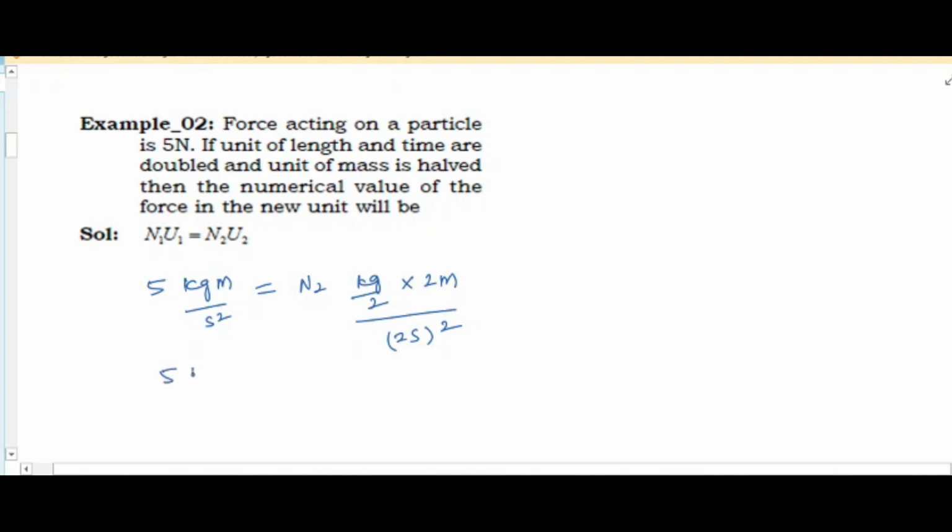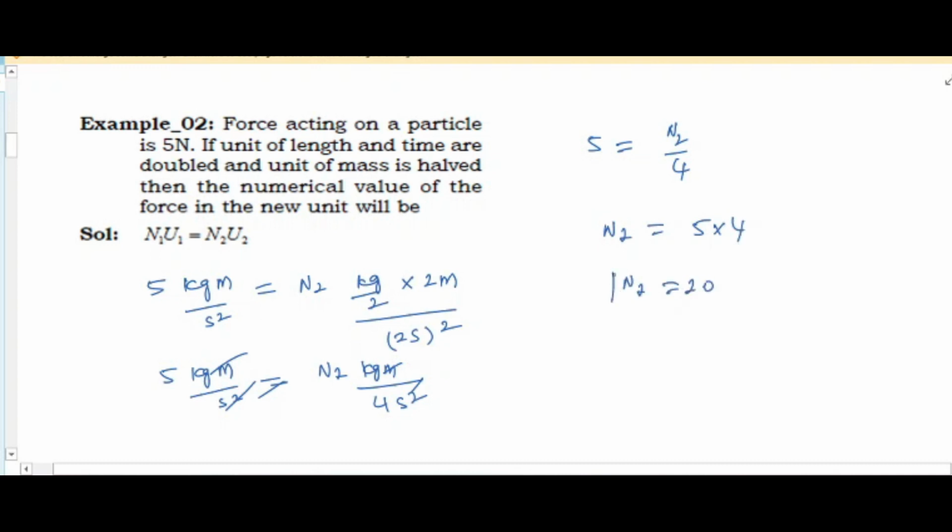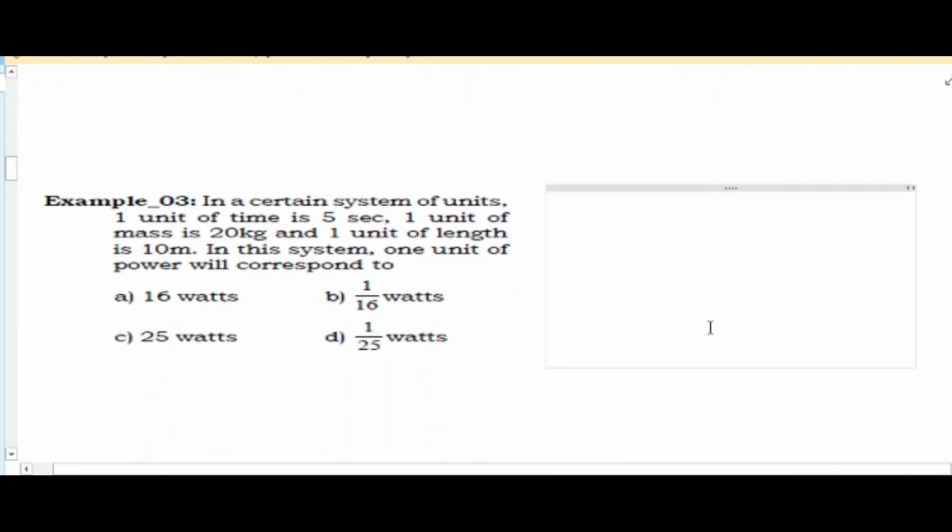This becomes 5 kg meter per second square is equal to, here 2 cancel, here N2 into kg meter by 4 second square, kg meter second square cancel. This becomes 5 is equal to N2 by 4. Therefore, N2 is equal to 5 into 4. Therefore, N2 is equal to 20. Next, we can move to the next problem.